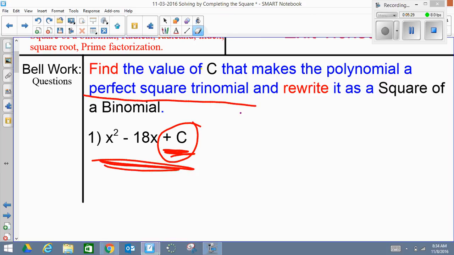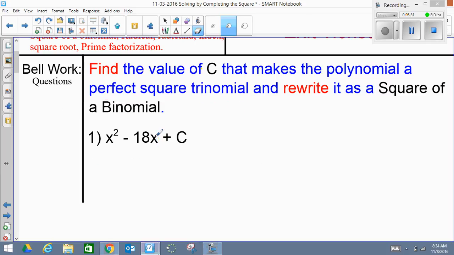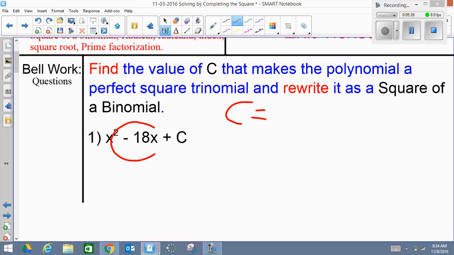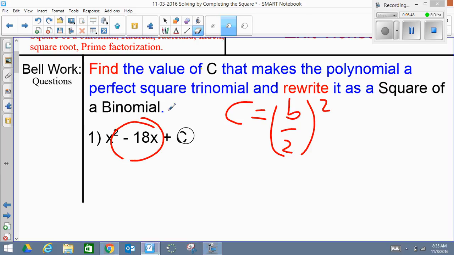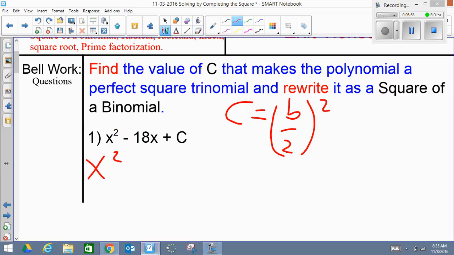There's a formula, which is basically a pattern, for how to find the value of c. So c will be equal to b divided by 2 to the second power. Technically you have x squared plus bx plus c, so my b is any number that is in front of the x.